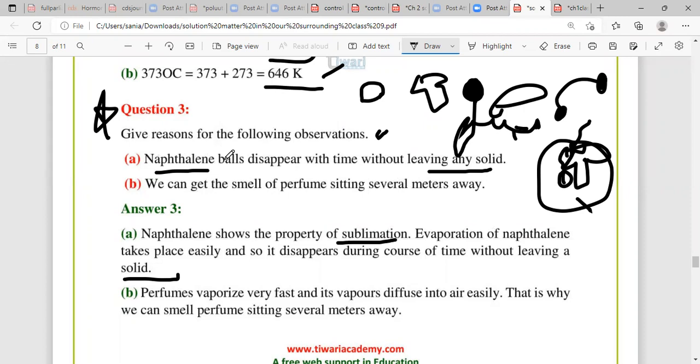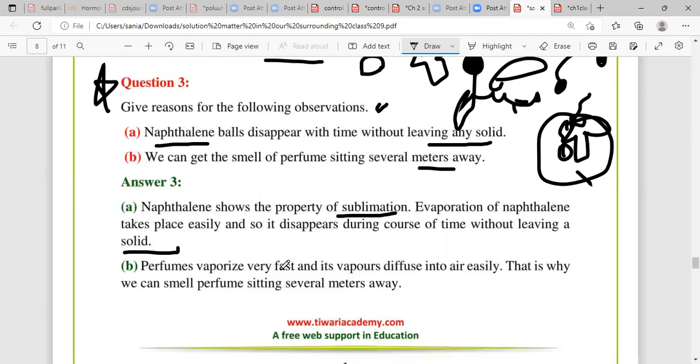Yes, ma'am. Okay, good. Next, we can get the smell of perfume sitting several meters away. Perfume vaporizes very fast and its vapor diffuses. Diffusion is intermixing of two particles. So perfume particles and air particles diffuse easily. That is why we can smell perfume sitting several meters away. Clear? So you will write both the question and the answer. You get these types of questions, why this happens or why that happens. So write the question and write the answer straight.